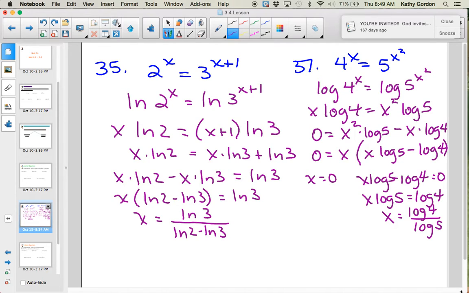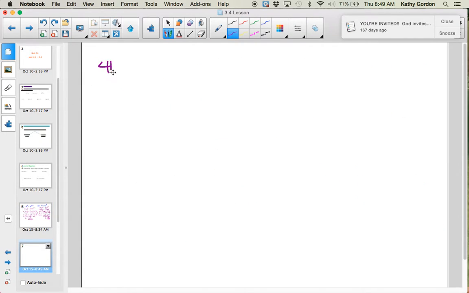All right, so back to 41, because there's a question about that one. Let me add another page here. 41 said 500 over 100 minus e to the x minus 2 power equals 20. So what do you suppose we need to do first? Multiply both sides by 100 minus e to the x minus 2.